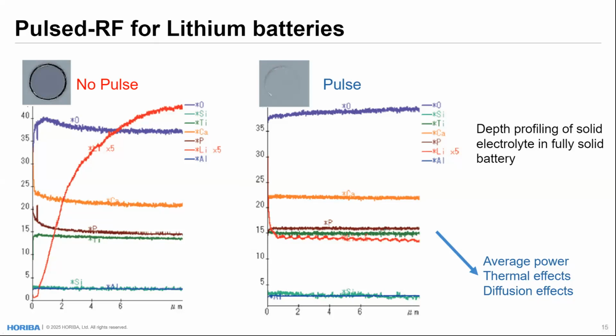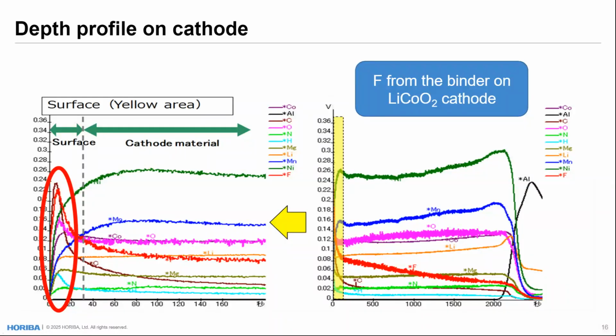On the left side of the screen, you see the depth profile of a crater without pulsed RF, and on the right side, you see the same sample with pulsed RF sputtering. And you see the difference in lithium. The red line is the lithium. On the left side, the lithium starts from low and goes high gradually. But on the right side, the lithium level is steady from the beginning. So this is another feature which is patented for HORIBA GD Profiler.